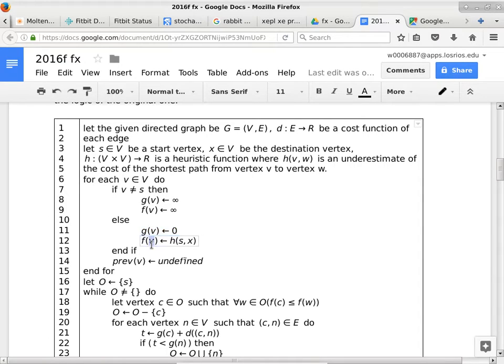For everything else, okay, we want to initialize, I take it back. f of v is the estimate, okay? Through this particular vertex, what is the current estimate to get to the destination? Well, since v in this case is the start vertex, the estimate to get to the destination, which is x, is just h, the heuristic of going from the start vertex s to the destination vertex, x in this case.